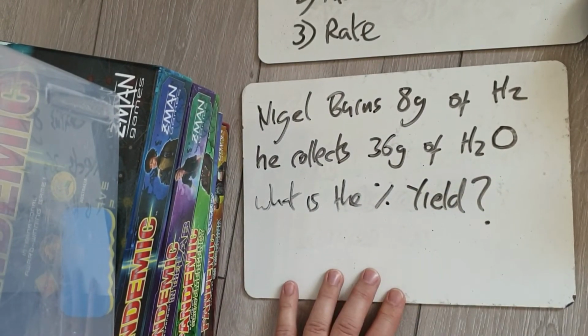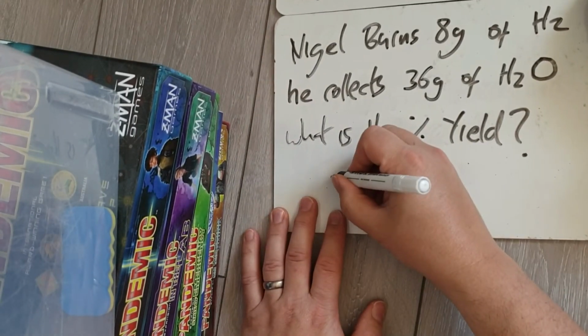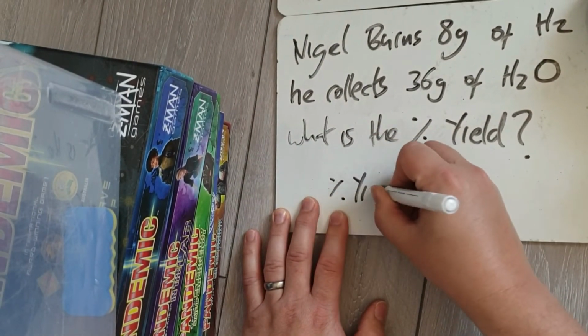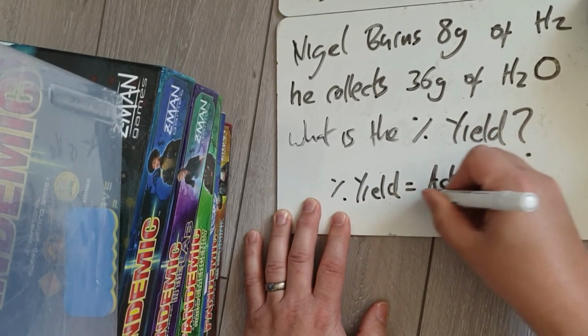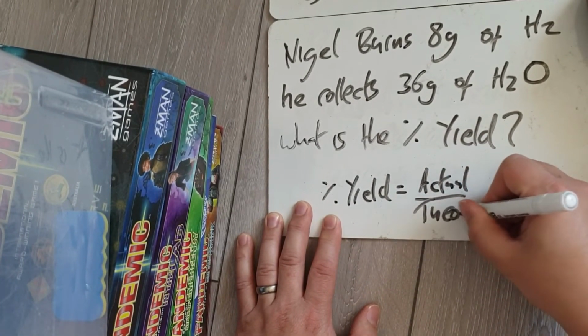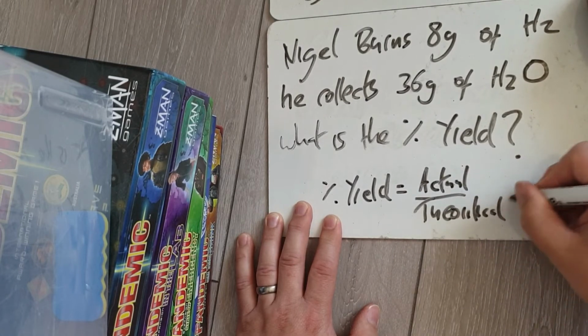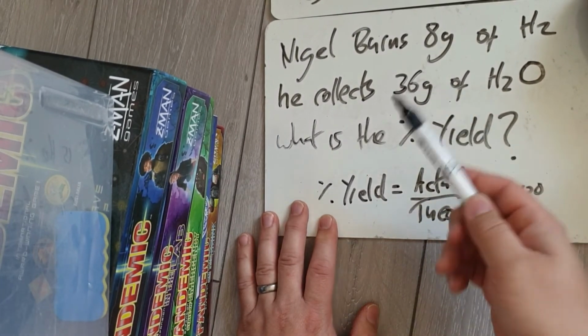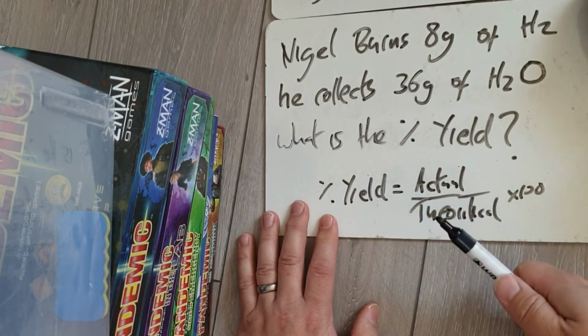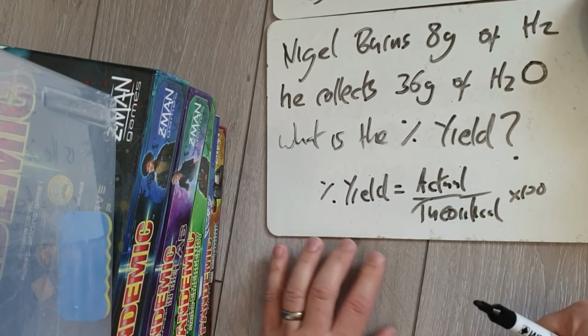So what's the percentage yield? The percentage yield equals actual divided by theoretical times 100. We know the actual yield. It says in the question he managed to get 36 grams. So before we can do the rest, we need to know what the theoretical yield is.